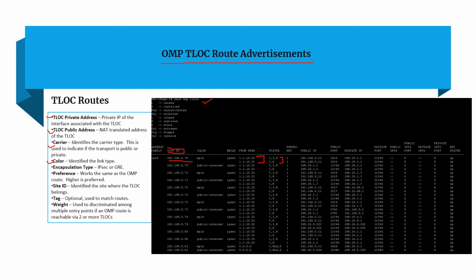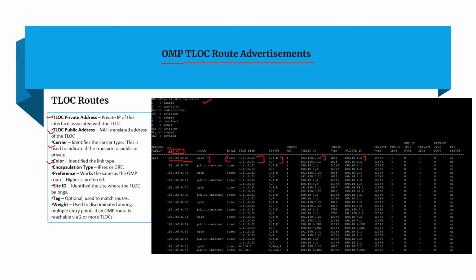My color identification is MPLS. My encapsulation type is IPsec. And my public IP address here, I can see 192.168.0.21, and my private IP address is 198.1.19.1.2. Since my public IP address and private IP address are different, that means I'm doing some sort of NATing in between. Since this is MPLS, this is what is expected.